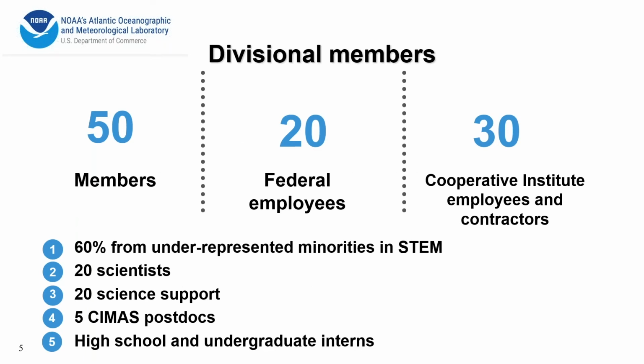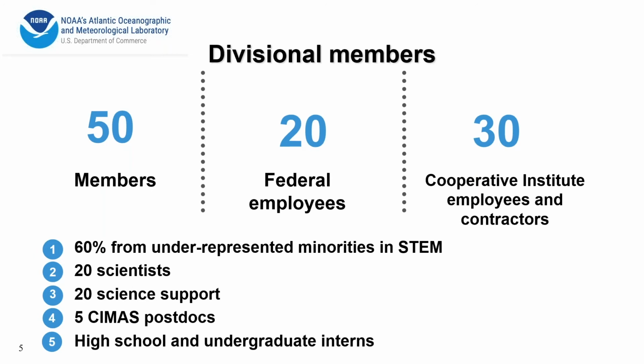This is how we are. We are 50 members in the division, 20 of whom are federal employees, and 30 cooperative institute, CIMAS employees, or contractors. Important to our division is that 60% of our members are underrepresented minorities in STEM fields. This is very important for NOAA because it has been recognized that having underrepresented minorities improves the hiring, improves the retention, and improves the performance of not just the employees, but the whole group. We have 20 scientists, 20 science support.